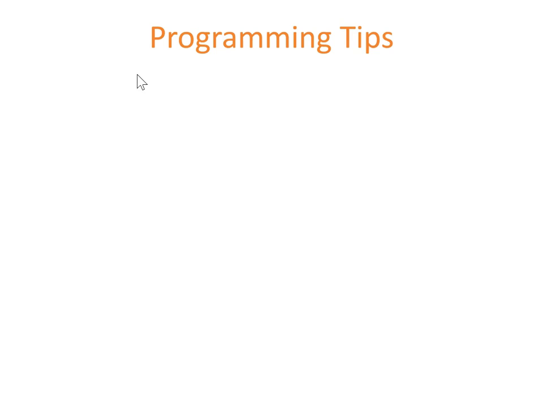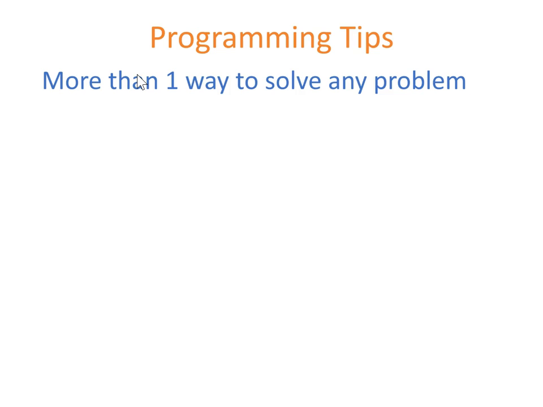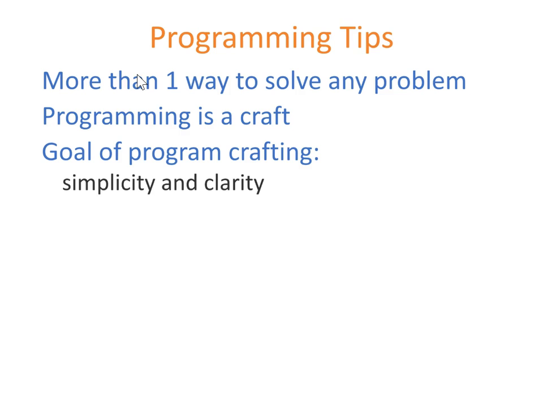So what are the programming tips you can summarize from this? There is more than one way to solve any problem. Programming is a craft. We are the crafters. We should carefully design our programs and strive to craft good programs. So what is the standard of a good program? What is the goal of program crafting? You should strive for simplicity and clarity. Simplicity means your code is simple. Clarity means your code is clear to other people. So you should aim for simplicity and clarity, so that your code is readable to yourself as well as to others. At the same time, if your code has errors, it's easier for yourself and other people to read the code and find the error inside it.